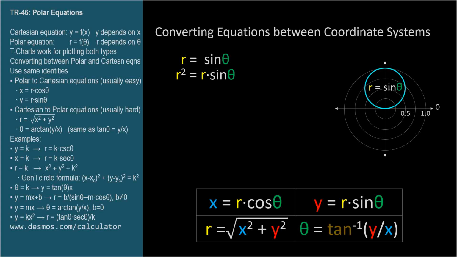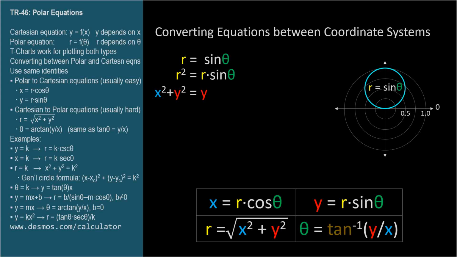R squared equals r sine theta. On the right-hand side, r sine theta equals y. So let's write that. And on the left-hand side, we have r equals square root of x squared plus y squared, so r squared would be x squared plus y squared without the square root. The equation becomes x squared plus y squared equals y.